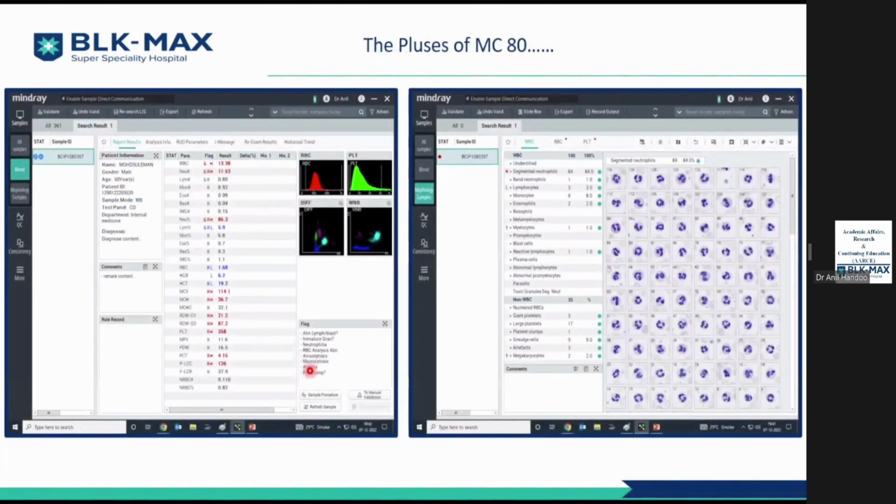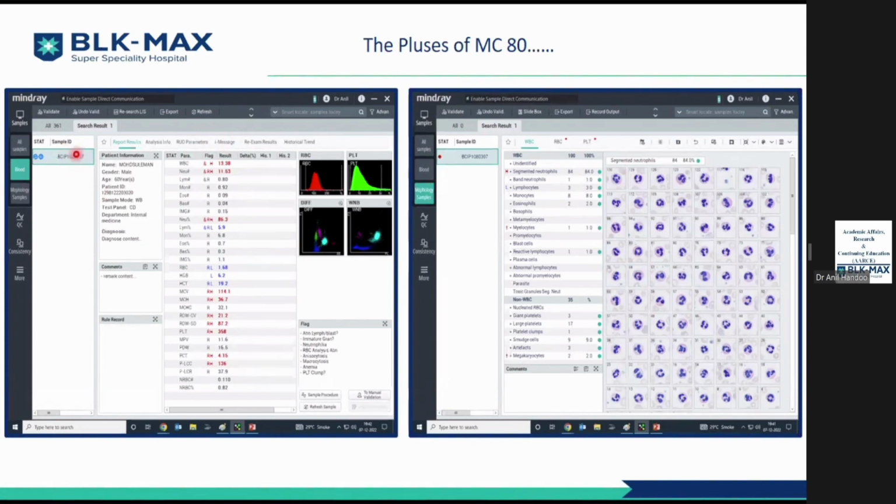So just to show you, the best thing that I have been able to actually enjoy with the MC80 is the presence of both the morphology and the scatter plot data which is coming from the hematology analyzer, which includes the research use parametric data also, their eye flags also, and at the same time I can also get the morphology of the exactly same sample.